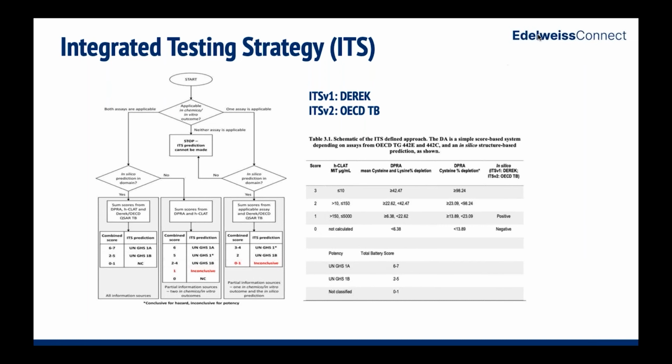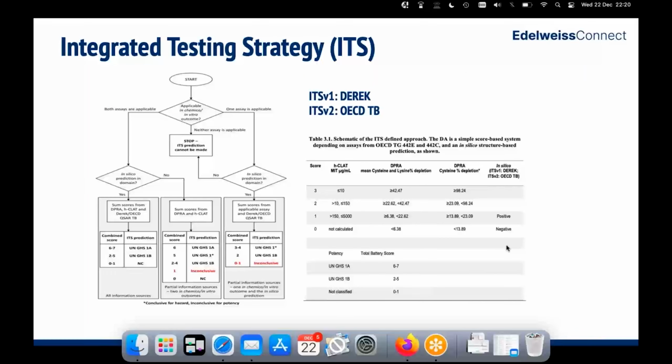And similarly, there is a score contribution from the in silico domain, whether it's in version 1 by Direct Nexus or in version 2. If the outcome is negative, the score contribution is 0. And if the result is positive, then the score contribution is 1. So the potency classification of any chemical could be assessed by calculating the total battery score.